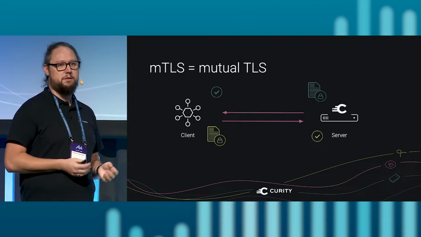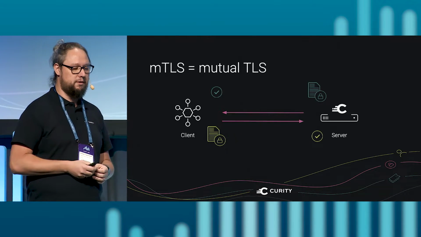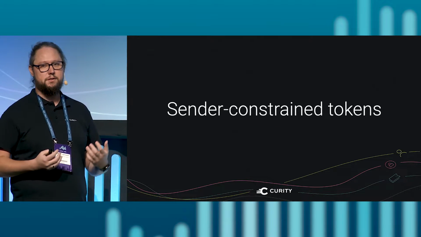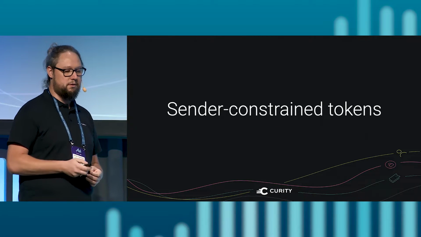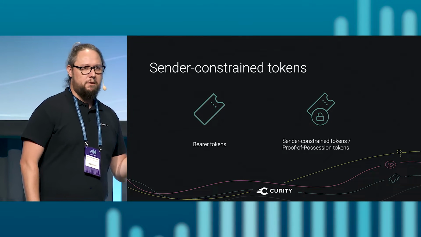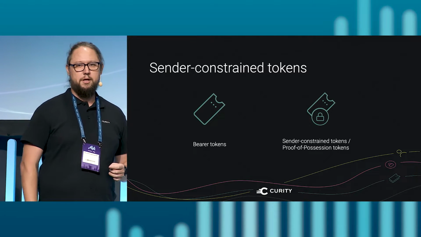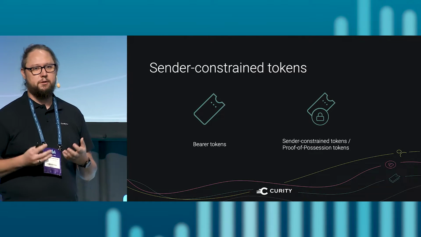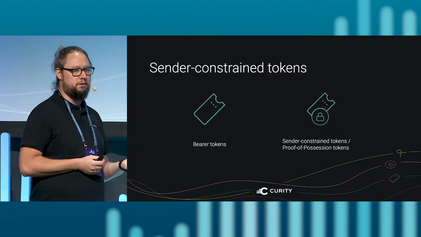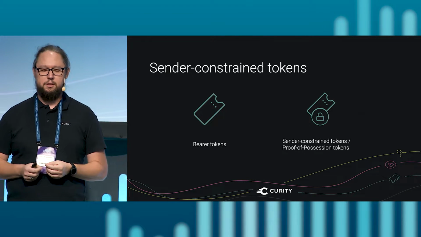As I mentioned, it's used quite extensively in service meshes and in Kubernetes. But a scenario that will be interesting for us is using mTLS in sender-constrained tokens. So what are these? The majority of access tokens that we use in our APIs are bearer tokens. Bearer tokens are tokens that are not connected to any concrete client. Anyone who's in possession of that token can use it.